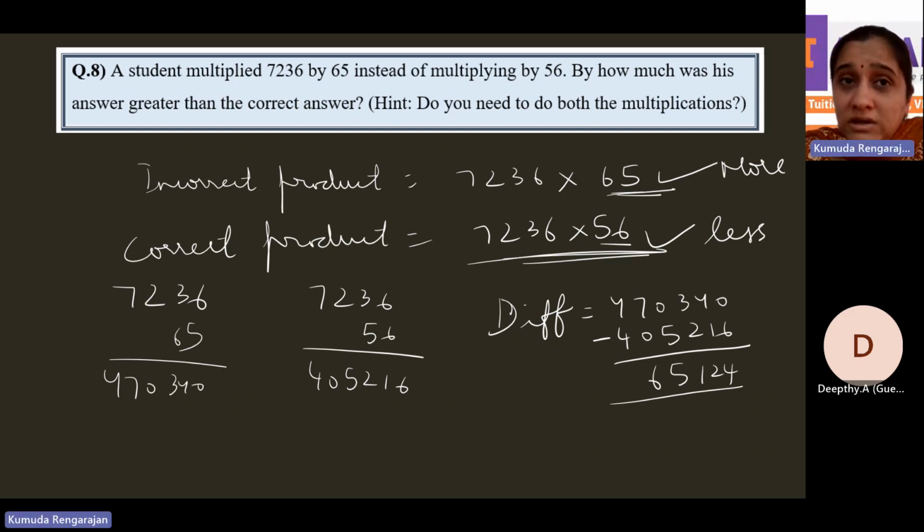But you're going to learn a different way or a simplified way of getting the same correct answer. This is the first product which you have to find. Then you'll have to find this product and then subtract, because the question is by how much was his answer greater than the correct answer? So you'll have to subtract. That's right.